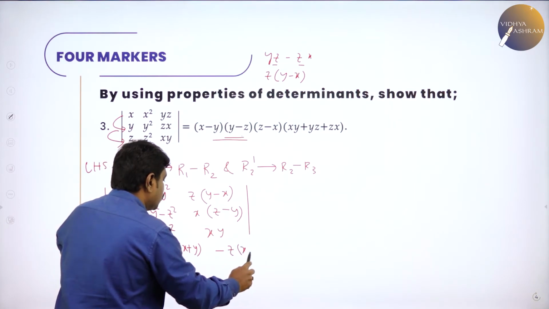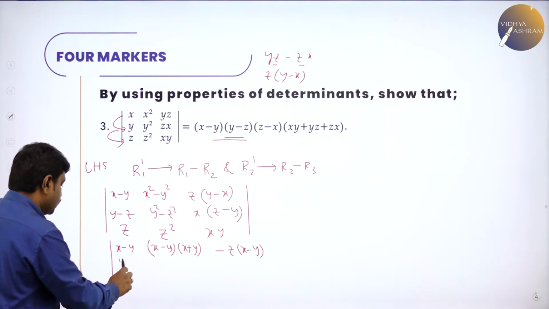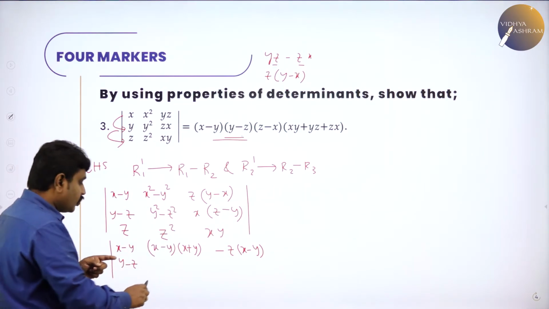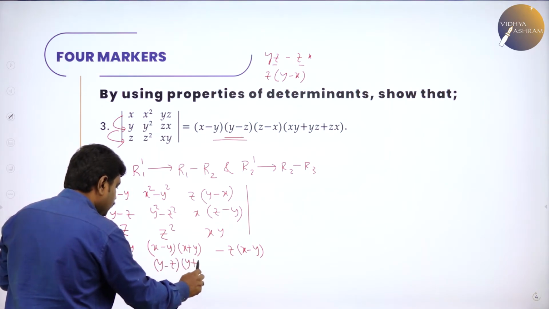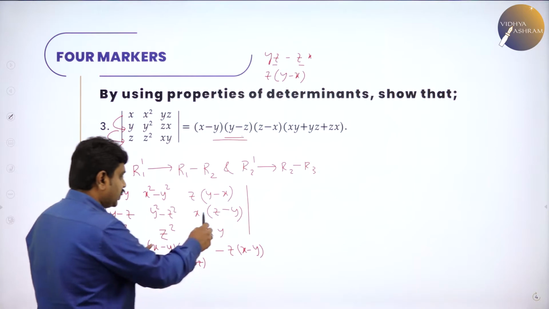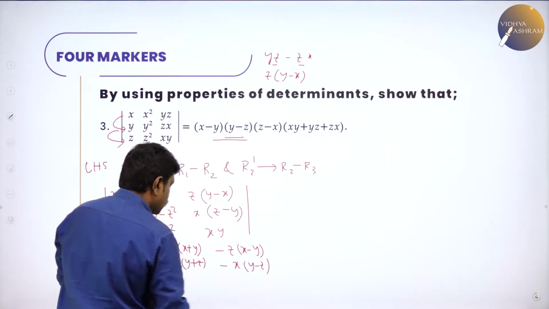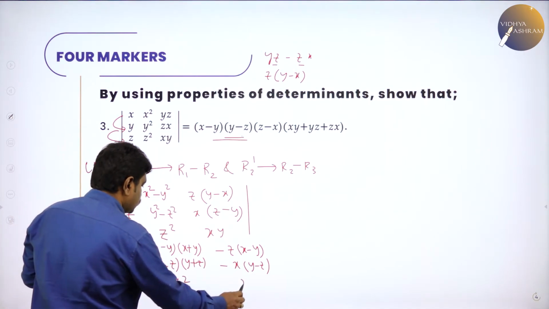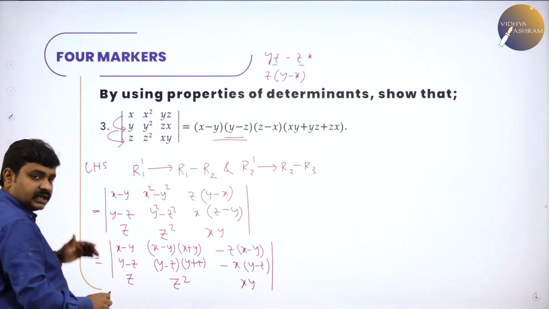So minus z is equal to what? x minus y. In the second row, I'll write it as y minus z. Then y square minus z square can be written as y minus z into y plus z. And again, because I could see y minus z, I'll take minus common, minus x into y minus z. Now last, z square xy. So LHS is getting reduced.